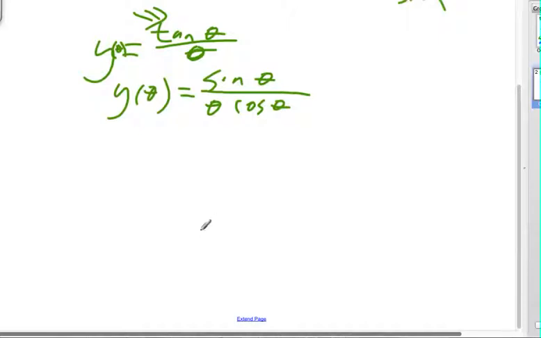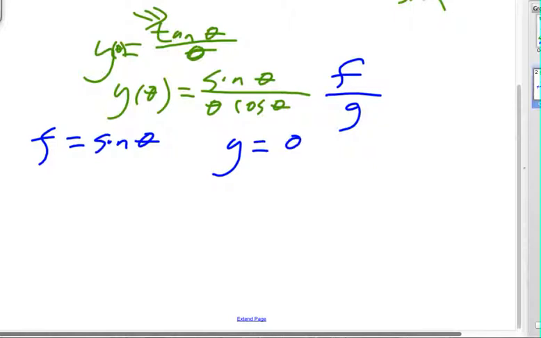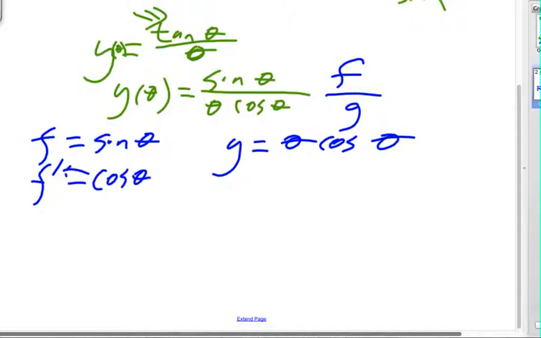And what I've got is f over g. So f is sine of theta. G equals theta cosine of theta. Okay, f prime equals cosine of theta. G prime, oops, we've got a product rule. Looky there. I snuck a product rule in the middle of quotient rule.